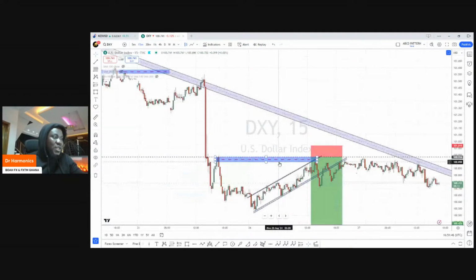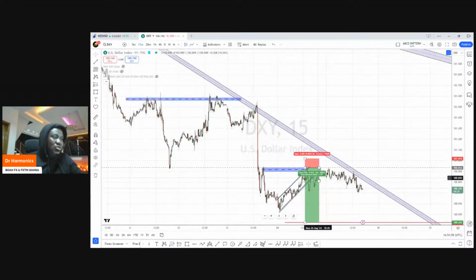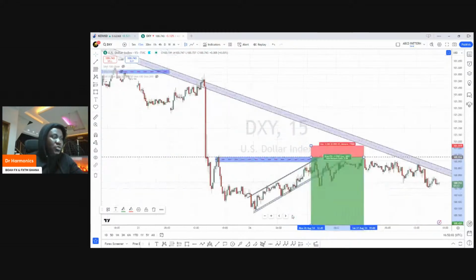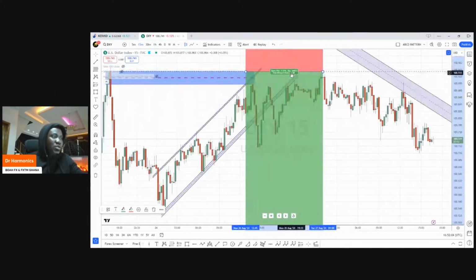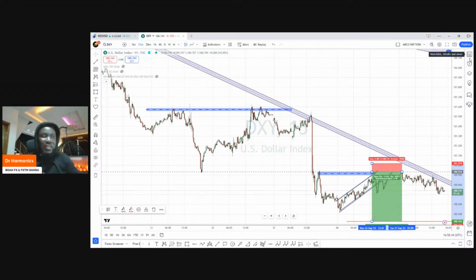Now on a 15 minutes time frame, which is for day trading, I'm expecting DXY to actually drop over here. We are looking at a 1 to 5.98 risk to reward ratio. So that is what I'm expecting for DXY. That means that when we go to assets like EURUSD, I'm going to look for a buy, and for USDXXS, I'm going to look for a sell.